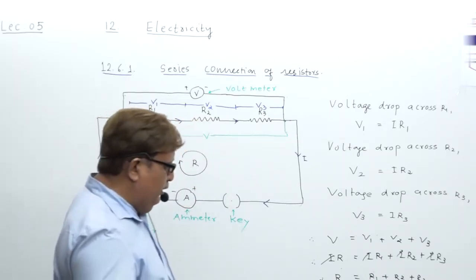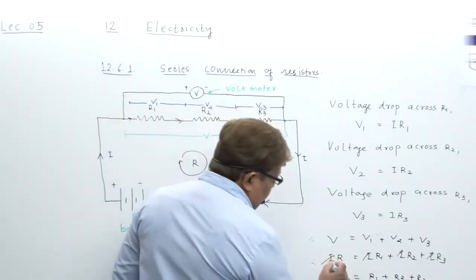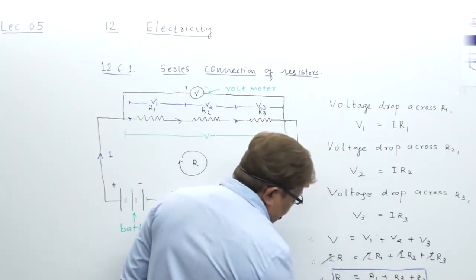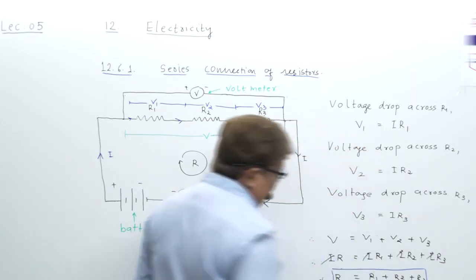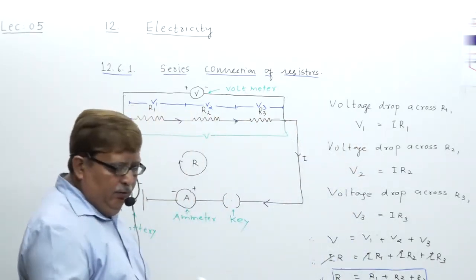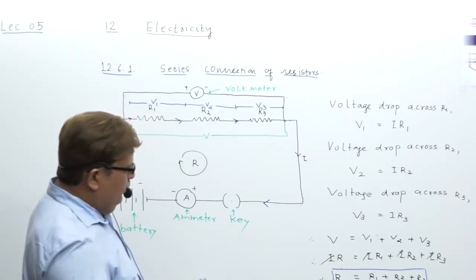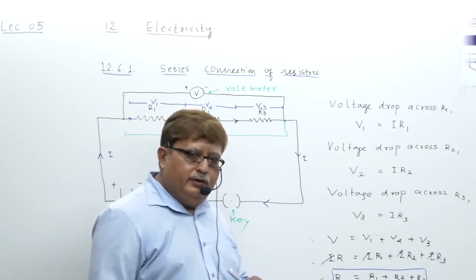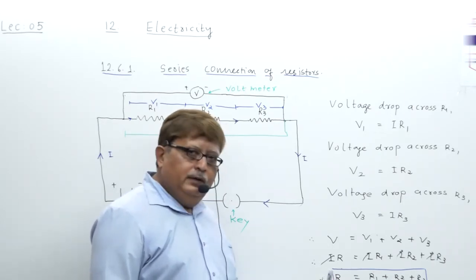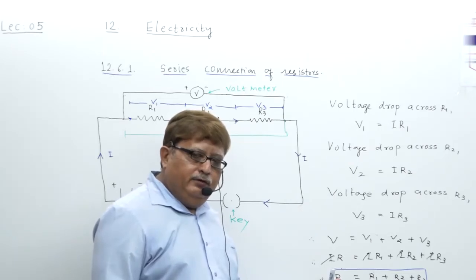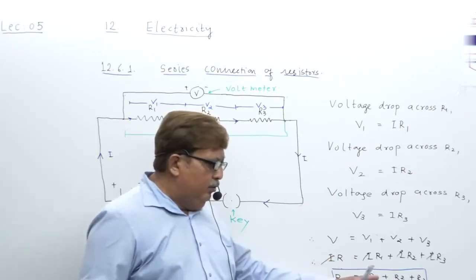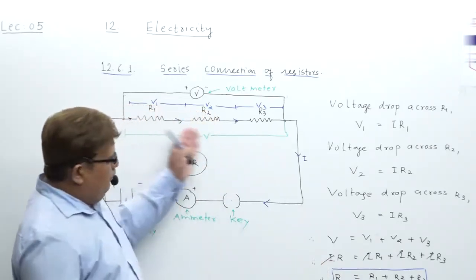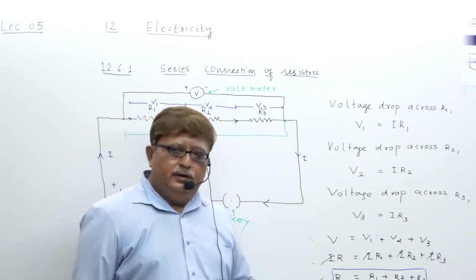Actually, my dear student, we already got the formula of equivalent resistance. What is that? R equals to R1 plus R2 plus R3. Understand? In words, what you can say? That in series connection, equivalent resistance is equal to algebraic sum of all resistors connected in series.